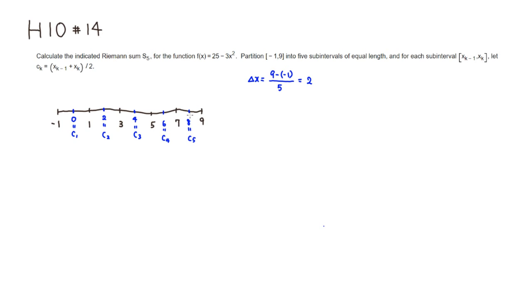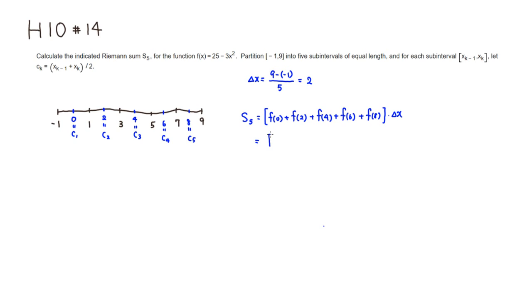So all you have to do is find S5. S5 is equal to f of C1, which is 0, plus f of 2, plus f of 4, plus f of 6, plus f of 8, and multiply by delta x, which is 2. Alright, so let's compute that.